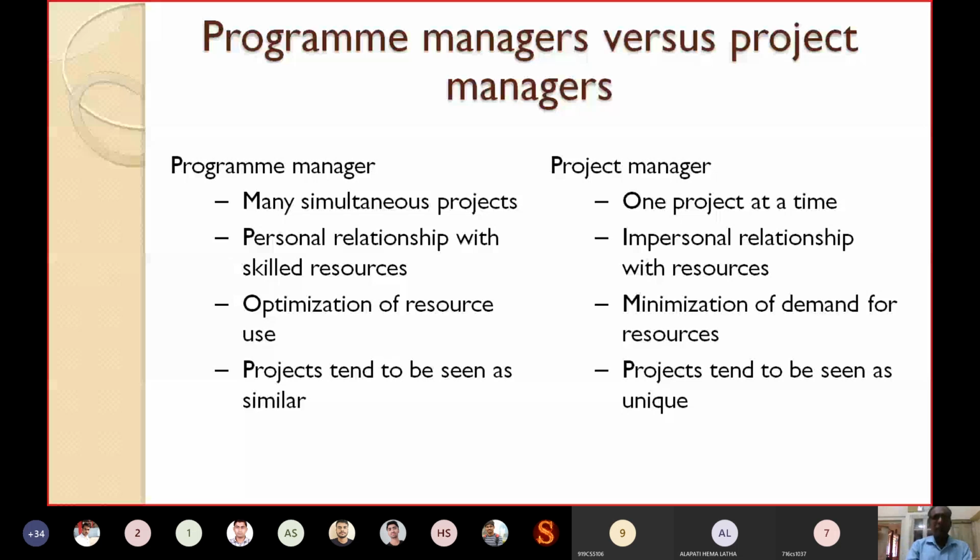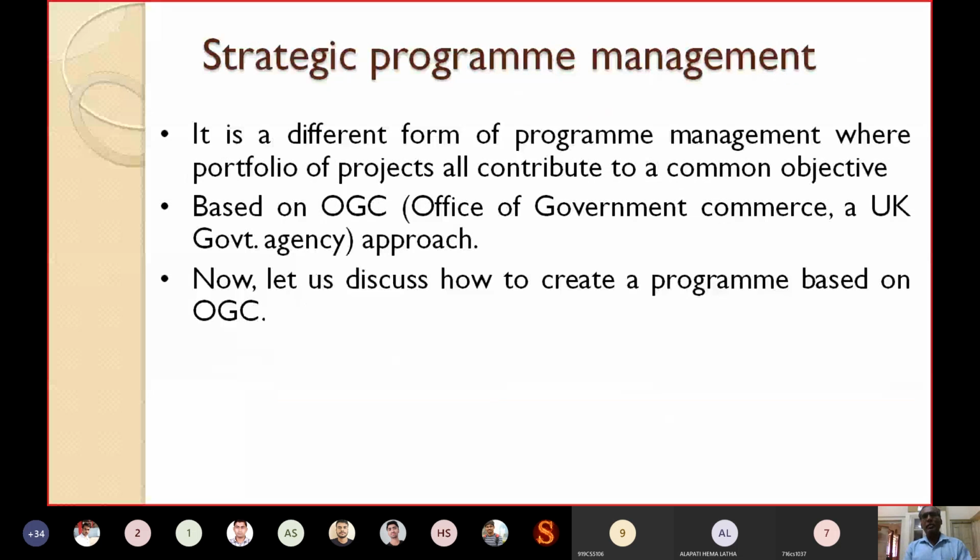So these are some of the differences between project manager versus program manager. We have seen the differences between project and program. We have also seen the difference between project manager and program manager. I have already told you 5 types of programs. We'll discuss only one program management, as we are running out of time. Out of that, I will take up only the most important program, that is the strategic program.